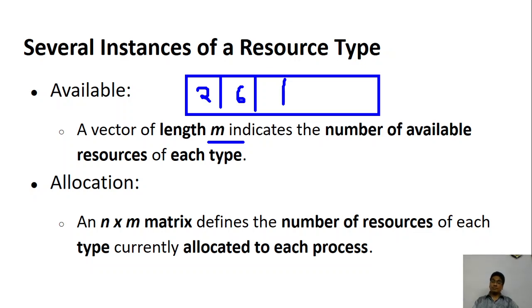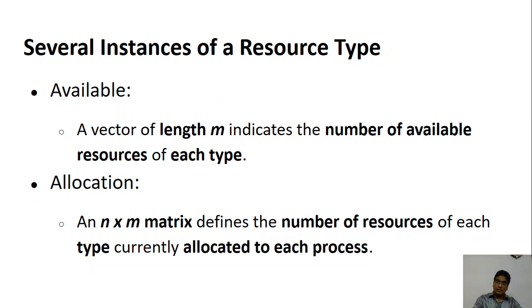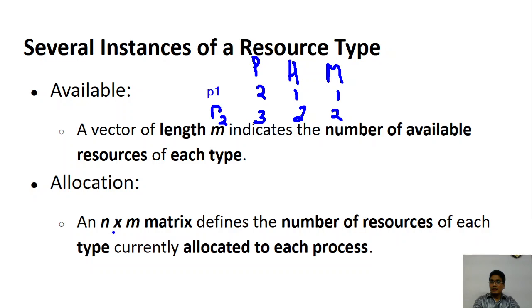Next one is the Allocation. Allocation is which resource is given to which process. For example, you may have process 1, then you have the printer, the hard disk, and the monitor. So process 1 is given 1 printer, 1 hard disk, 1 monitor. Process P2 is given 3 printers, 2 hard disks, 2 monitors, like that. So it's a matrix. How many are being allocated?